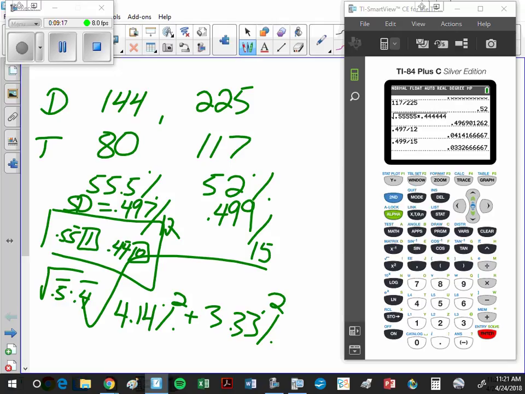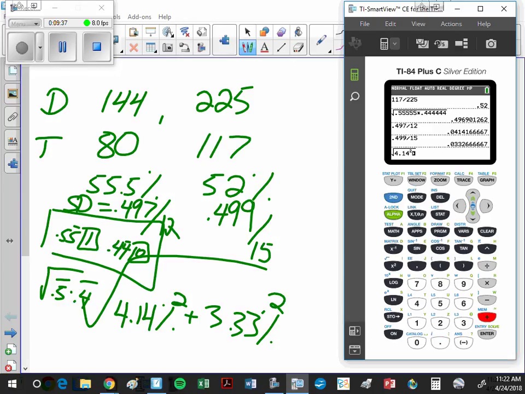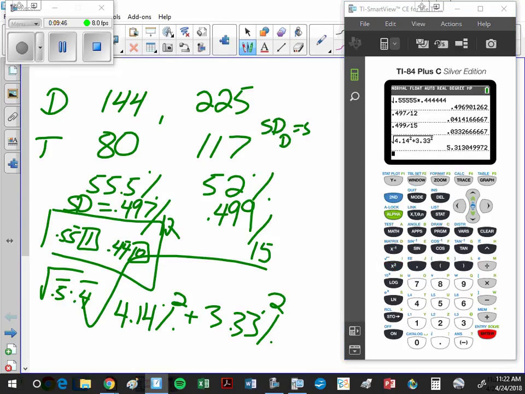So the square root of, and this one, last time I plugged it all into my calculator in one step. When you're using percentages, that's harder to do because you have to convert the decimals into percentages. So you can't really do that little shortcut that I did before. So 4.14 squared plus 3.33 squared. And I get an SE difference of 5.31.